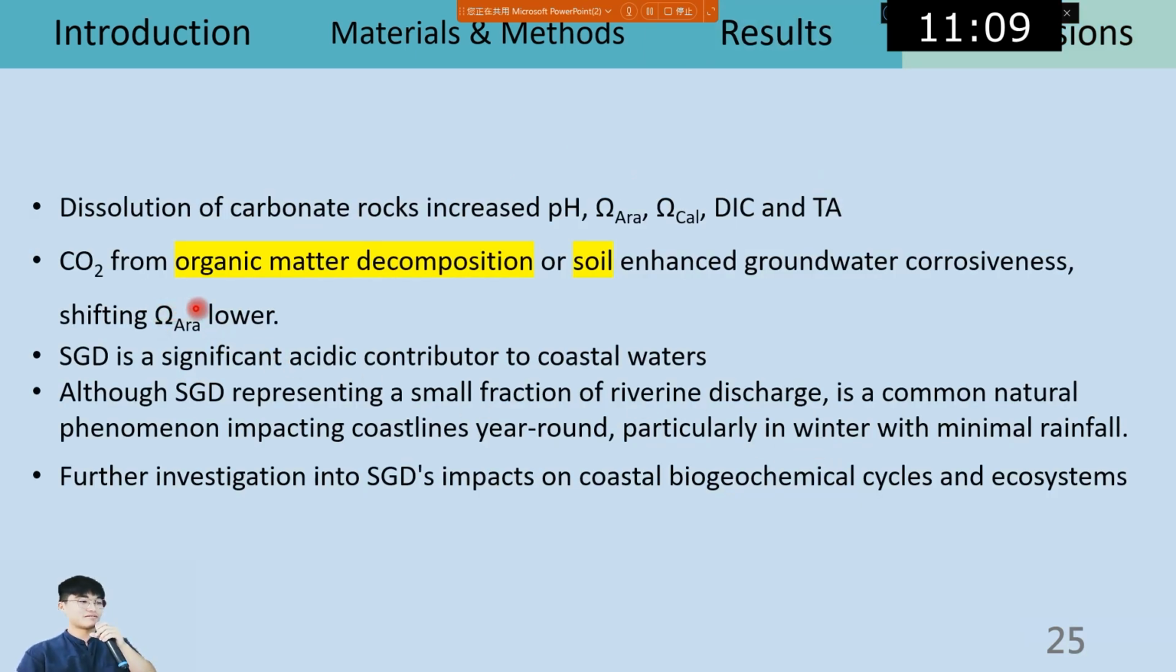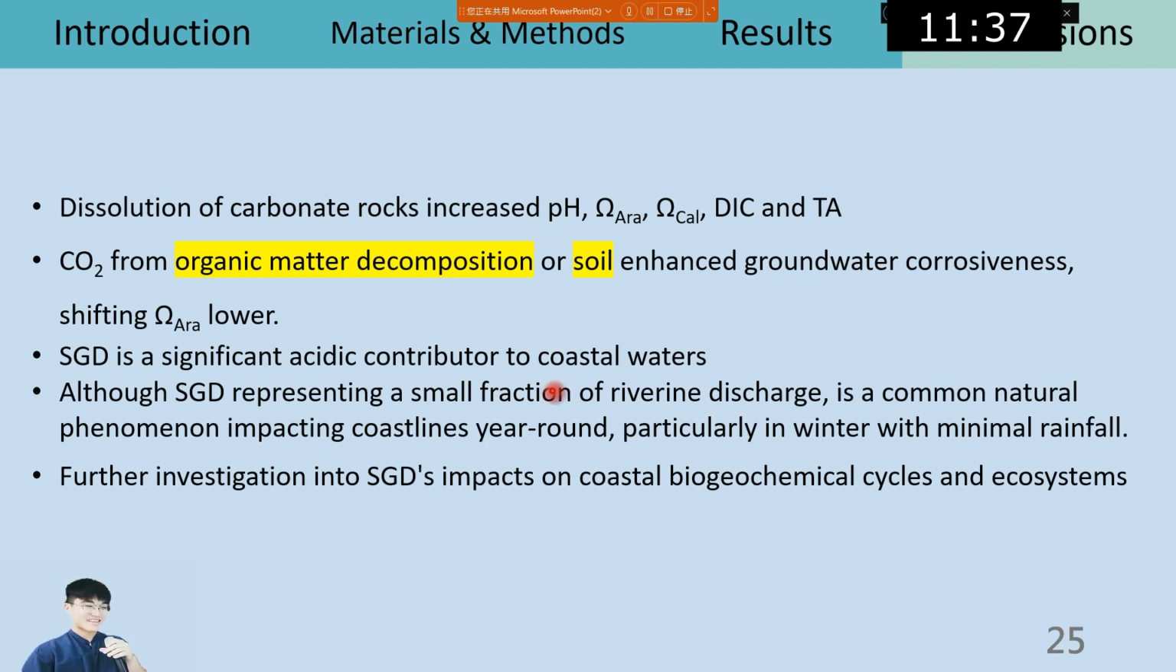And CO2 from organic matter decomposition or soil will enhance groundwater corrosiveness, shifting omega lower. It means it will dissolve the shell. SGD is a significant acidic contributor to coastal waters because it will physically mix with the seawater, so it will influence the coastal water.